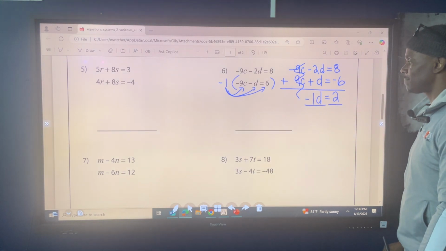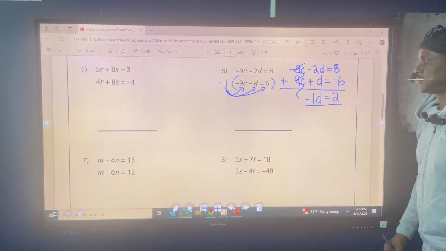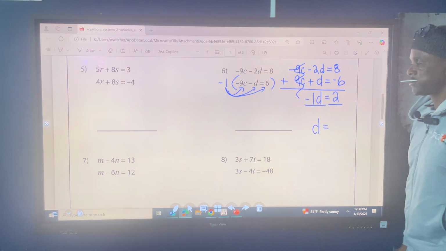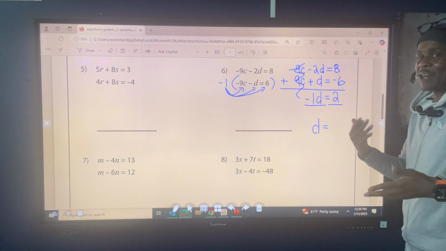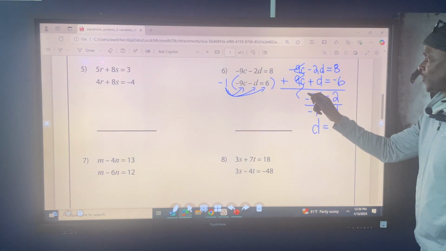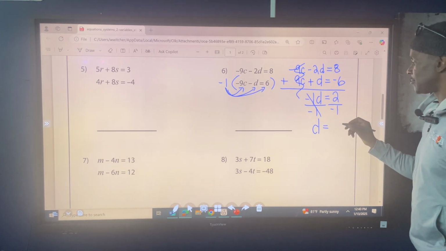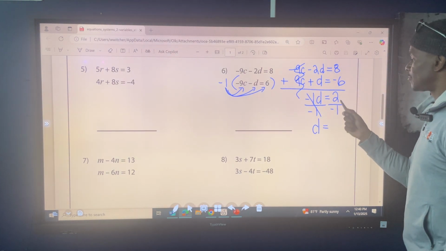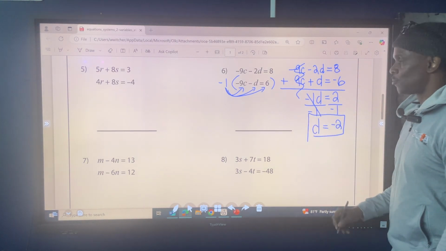Divide both sides by something. What do I want to get rid of? I want this in the end. 1. What kind of 1? Negative. Negative 1. Very good. Cancel. 2 divided by negative 1 is negative 2. Very good.